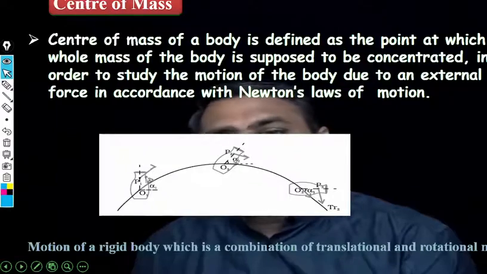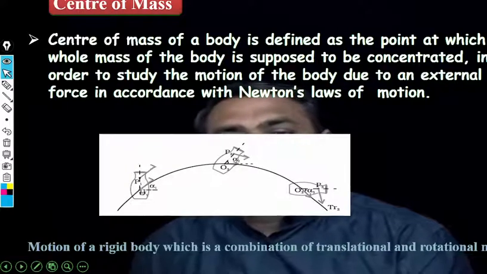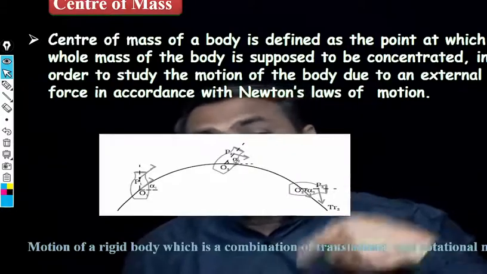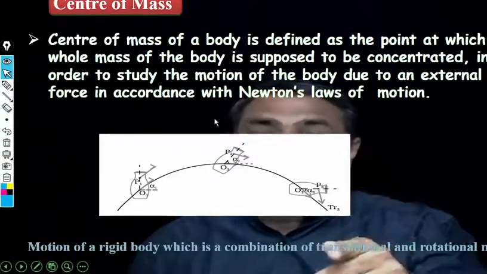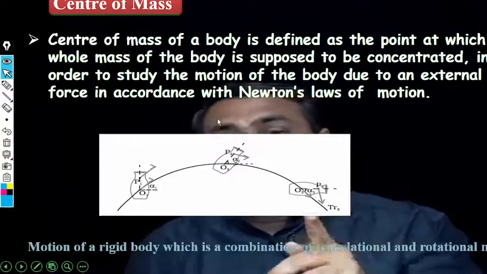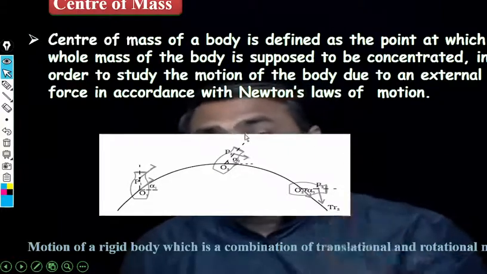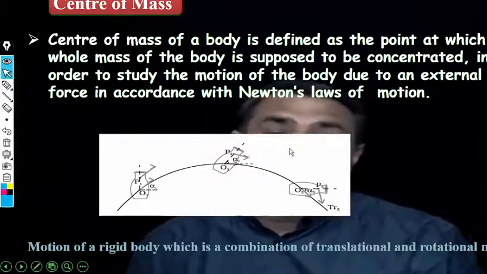It means the whole mass is concentrated at a single point. So when we apply a force, that force is applied on the center of mass, and due to that force, motion will be created. Now the motion may be translational motion, it may be rotational motion. But due to the concept of center of mass, we are in a position to apply Newton's laws of motion.